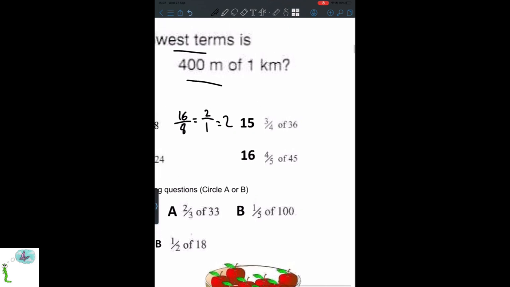3 over 4 times 36, or 3 times 36 will be 98 over 4, and then you simplify that. What you do, how many times does 4 go into 98 basically? It doesn't, so we can try 2. And you're going to get 49 over 2.